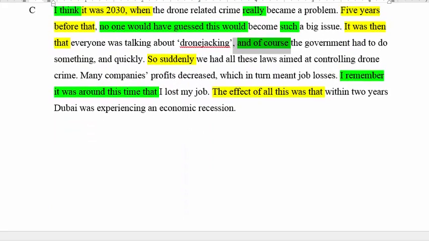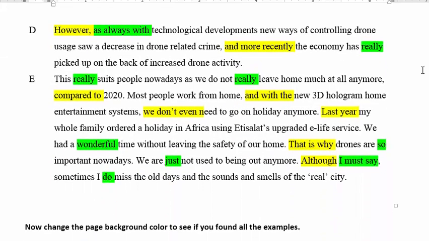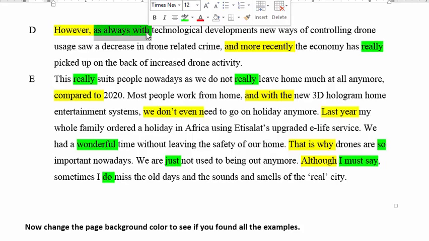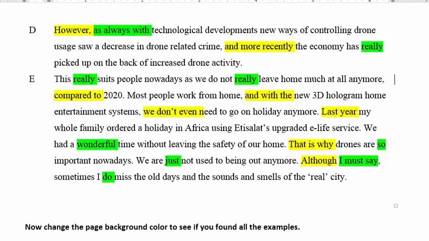And these are all things that the writer is thinking, or that shows us a little bit about their point of view. Further down, we've got others. And again, we're using words like really. Here's an interesting phrase, as always with, which shows that the writer sees that as something that's always true, sort of like a fact, and so on.